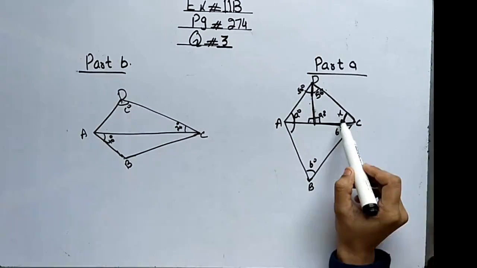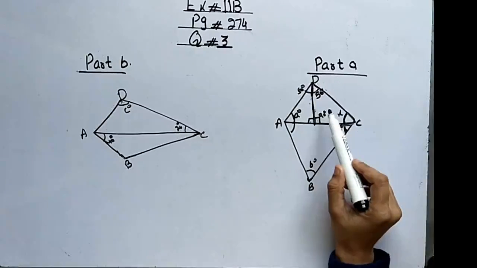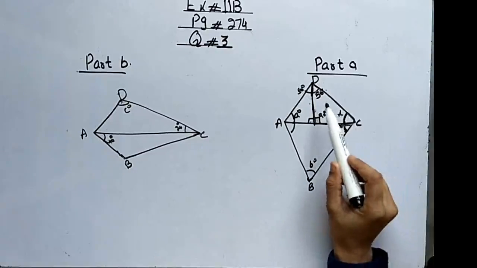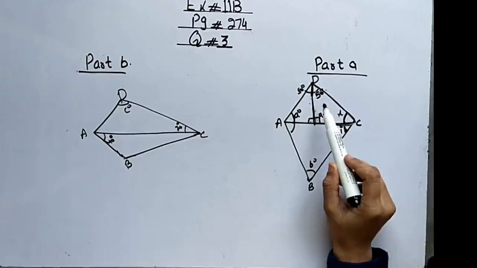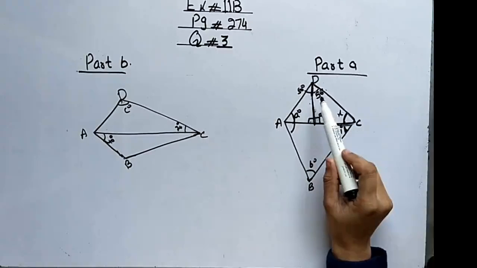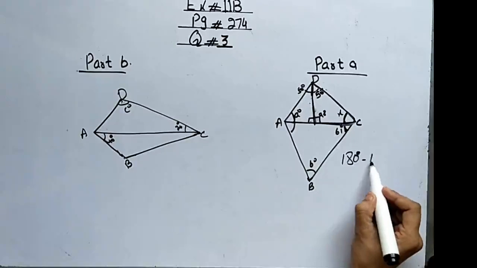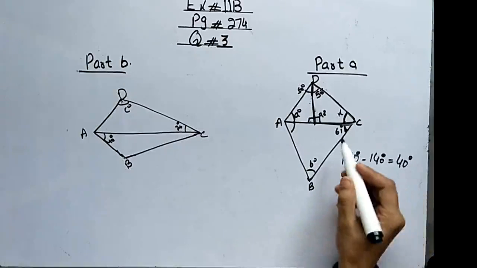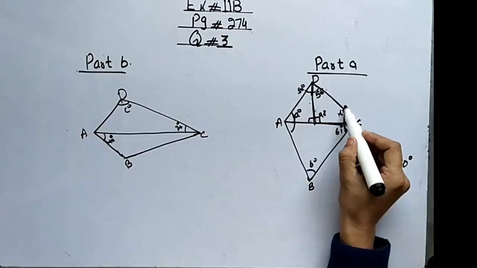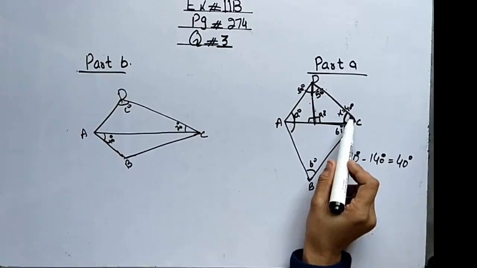Yes, we can find it. As we know, the sum of the interior angles of a triangle must be equal to 180. It means we will add these two angles first and then subtract from 180. So 90 plus 50 is 140, and 180 minus 140 is 40 degrees. It means this angle is equal to 40 degrees.